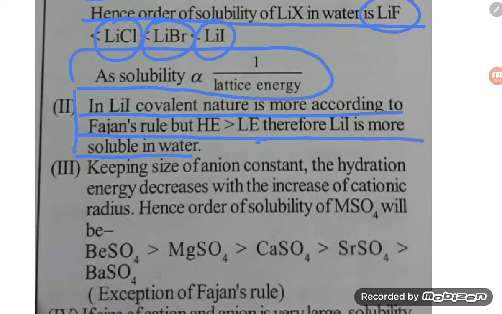Again, LiI has more covalent nature according to Fajan's rule. More covalent nature means lattice enthalpy will be less. Therefore, LiI is more soluble in water.